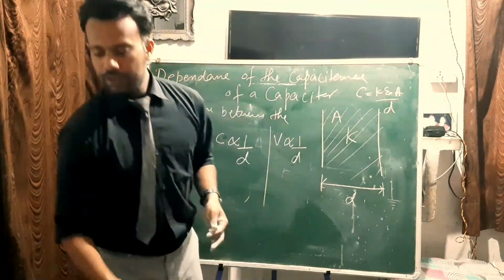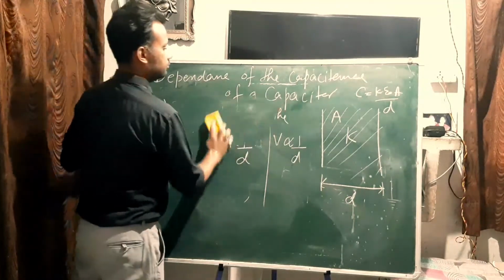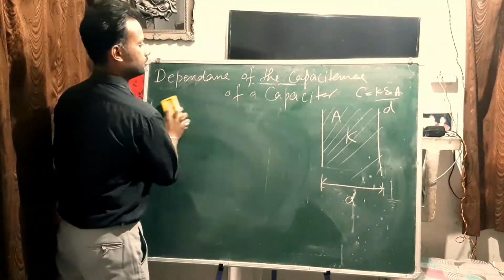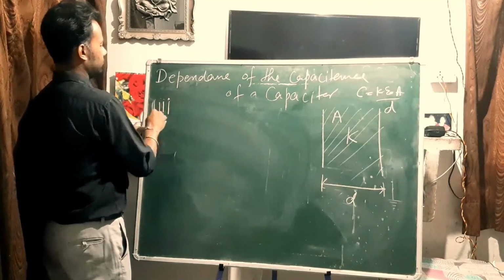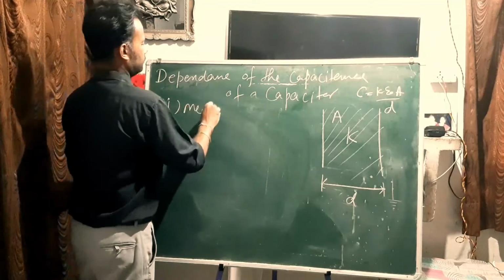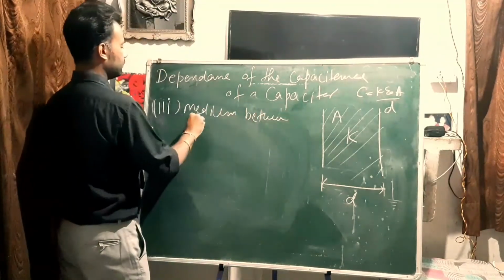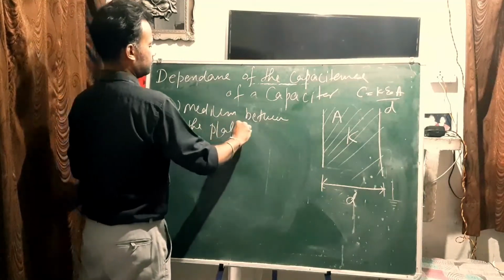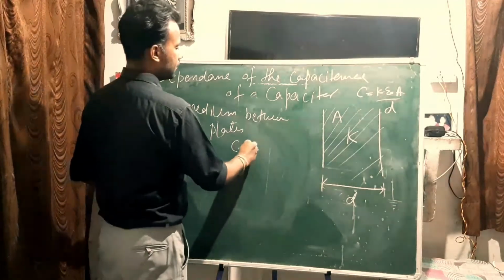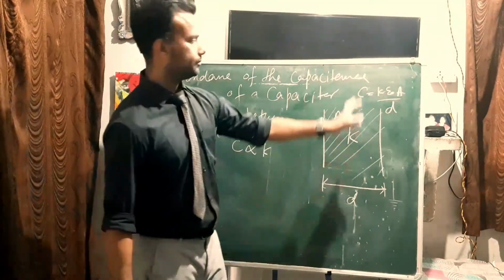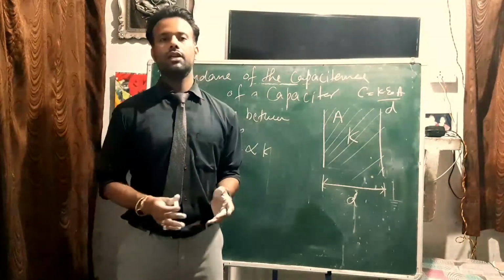What is the third? Third is the medium between the plates. C is directly proportional to K. You can see it in the formula. So the more the dielectric constant of the dielectric material, the more its capacitance.